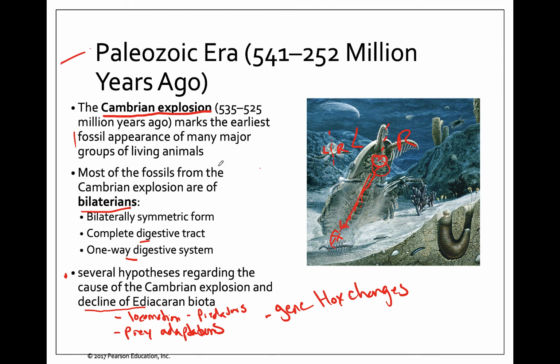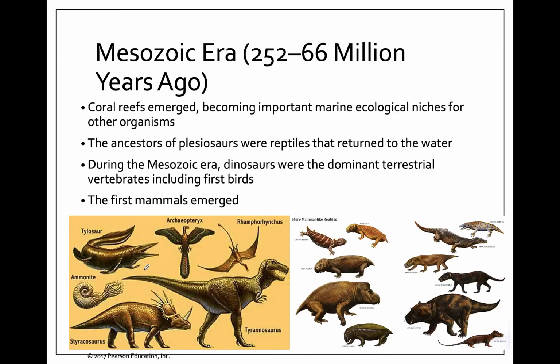Some of the early animals, like the sponges and the cnidarians, like the jellyfish and the corals, don't have two exits. They have one opening where the food comes in, and then it has to leave through the same opening. But with a one-way digestive system, we now have an opening that's the entrance and an opening that's the exit.